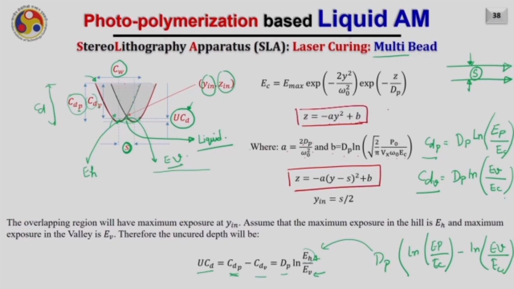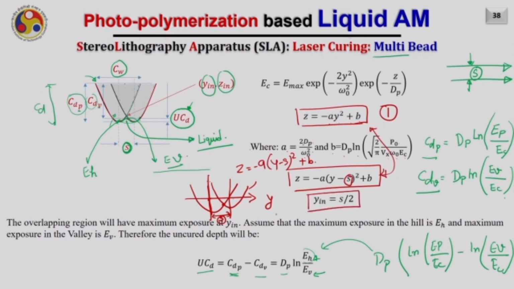So this is the first pass, for example, and another pass is at a distance s. If I assume this is the y0, and I make another pass where the center distance is s, I can write the equation of this parabola as z equals minus a (y minus s) whole square plus b. Correct? Now I want to obtain these intersection points. It is very easy. You just solve these two equations, and as a result your intersection y int will be equal to s by 2.